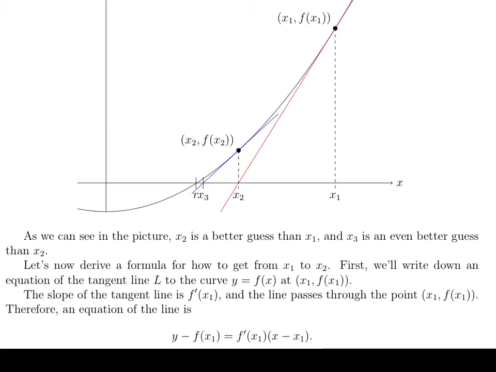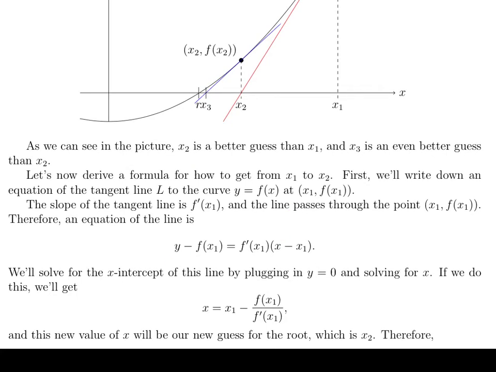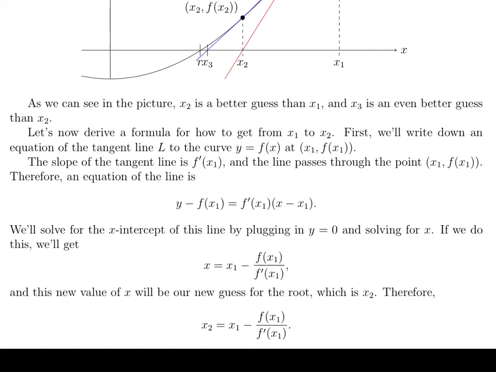Now remember what we're trying to do. We're trying to find the x-intercept of this line. So we just plug in y equals 0 and solve for x. You should work through the algebra. Put a 0 in here and solve for x. We'll end up with this equation: x is equal to x1 minus f of x1 over f prime of x1. You should take the time to work out that algebra. Now this new value of x is going to be our new guess for the root, which we've called x2. So x2 is equal to x1 minus f of x1 over f prime of x1. Notice this only works as long as f prime of x1 is not equal to 0.